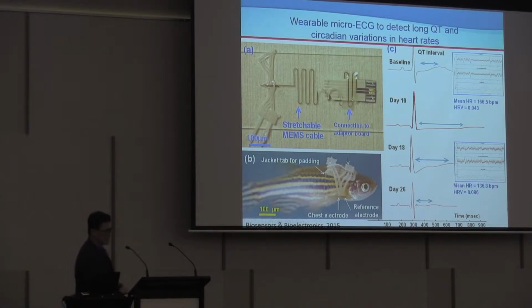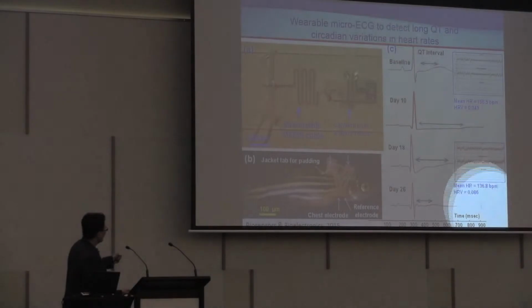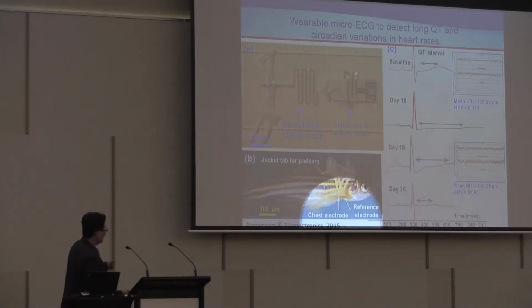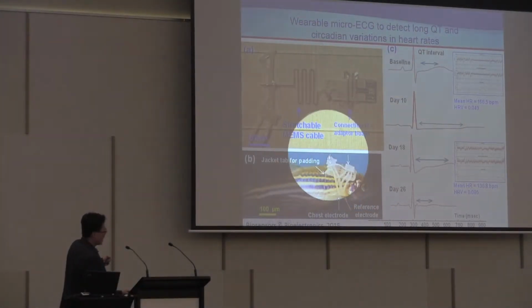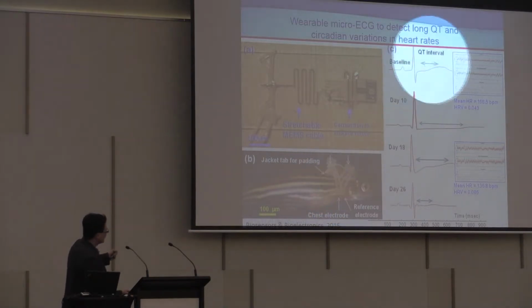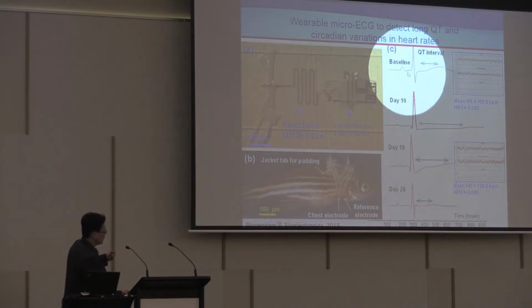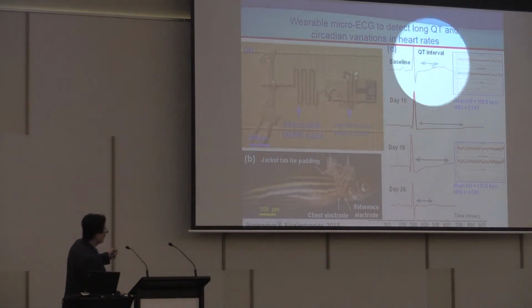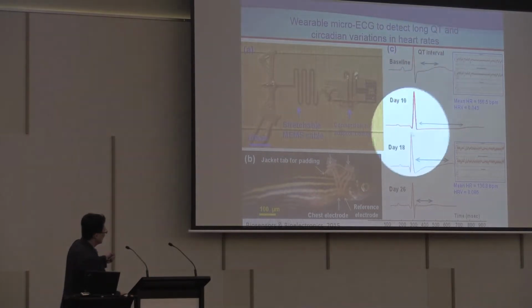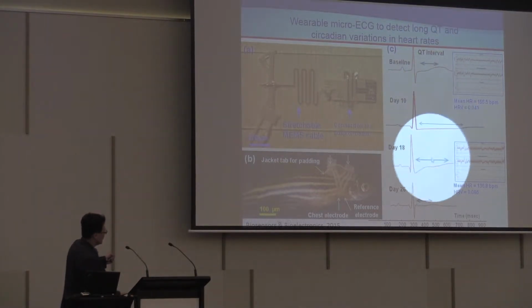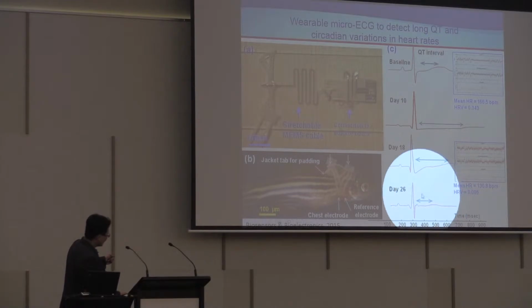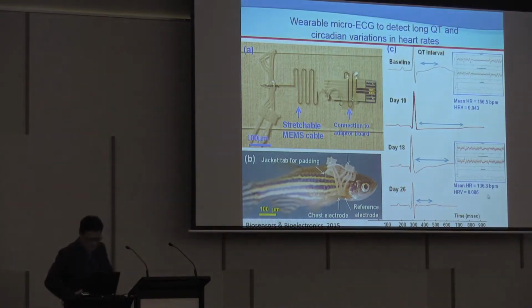But in our case, we'd like to study this electrical-mechanical coupling in the setting of regeneration. By using flexible electronics, we can now have a zebrafish carrying this device so that we can study endocardial depolarization and repolarization phenomena, as demonstrated by the changing QT interval, from QT prolongation in response to injury, followed by gradual normalization in the setting of tissue regeneration.